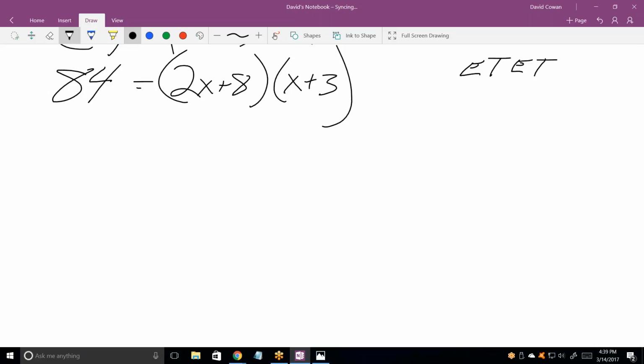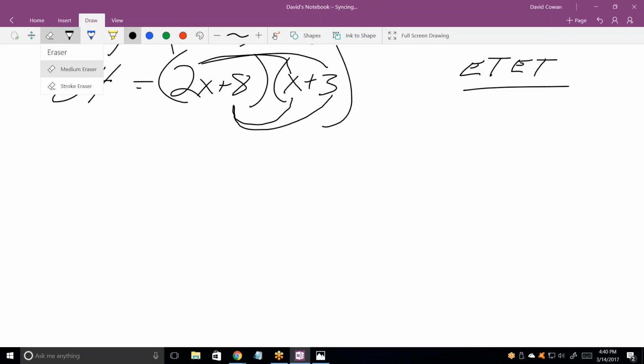You're going to multiply every term by every term. And this works even if it's 3 terms times 3 terms. In other words, FOIL only works on 2 terms times 2 terms, whereas ET works on everything. And what do I mean by ET? I'm going to take that term, multiply it by that. I'm going to take that same term, multiply it by that. I'm going to take the next term, multiply it by that. And I'm going to take that term, multiply it by that. And then I'm going to add everything together.